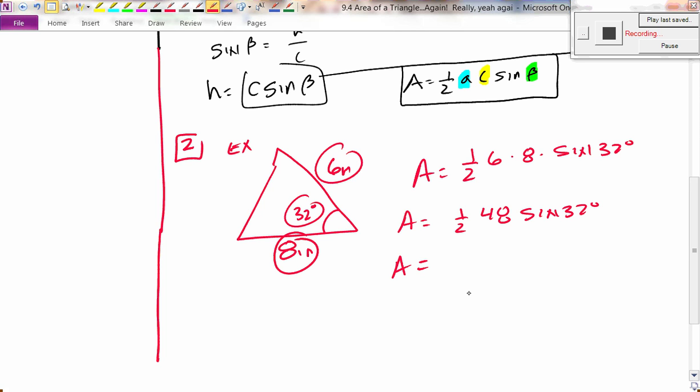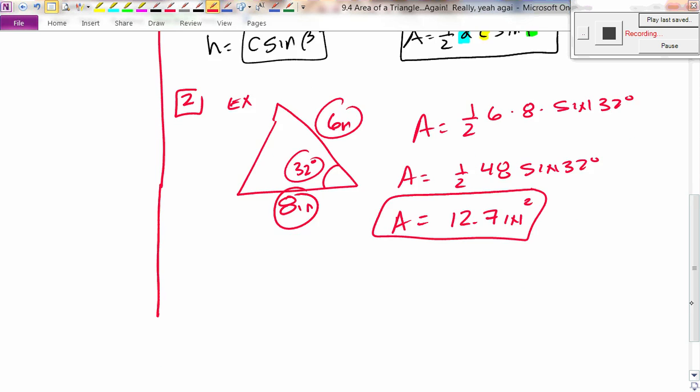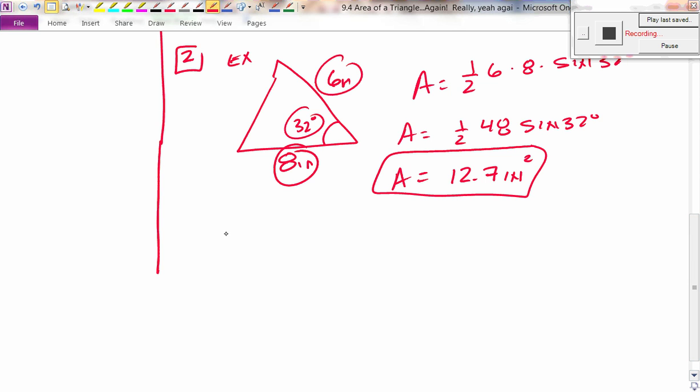I hear 12.7. Do I hear anybody else say I got 12.7? Okay, the class says 12.7, and we're talking inches squared because we're finding an area. You guys with me on that? Cool. All right, great.